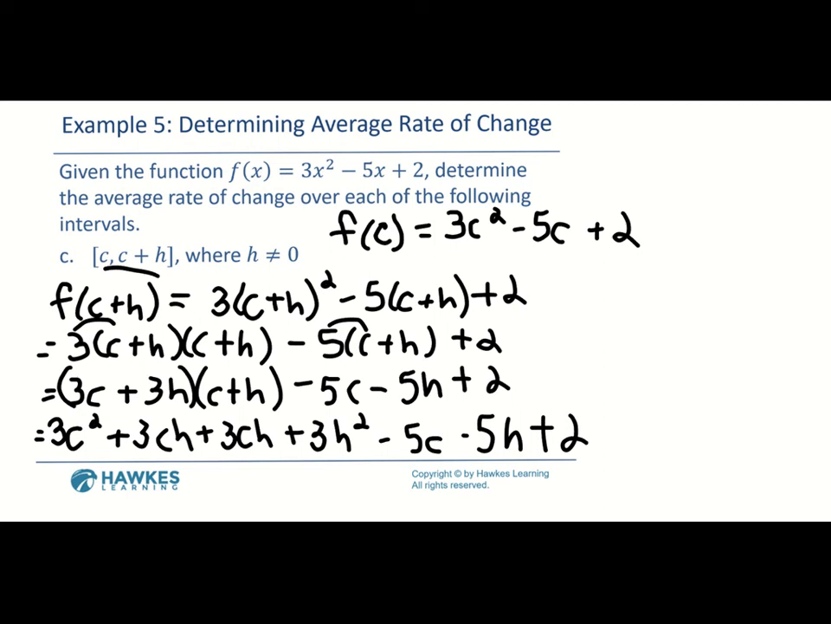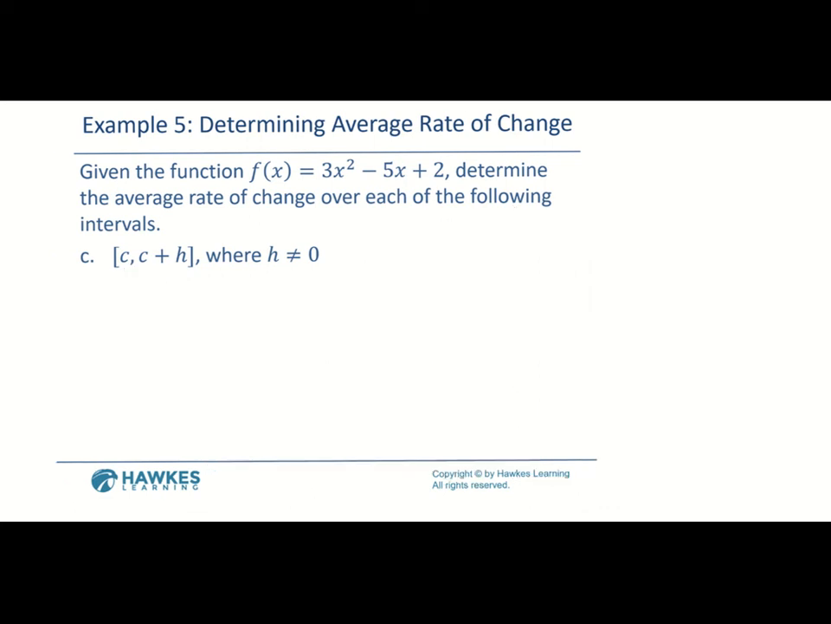So we are going to end up with 3c squared. I can combine these two terms, plus 6ch plus 3h squared minus 5c minus 5h plus 2. We can't do any more than that. So that is it. So now we're going to use what we have to do our difference quotient.